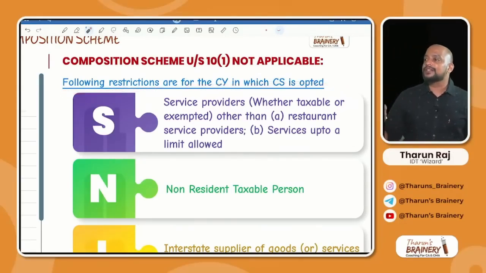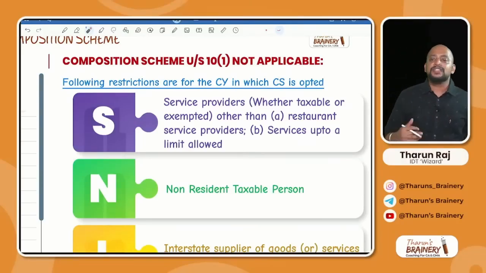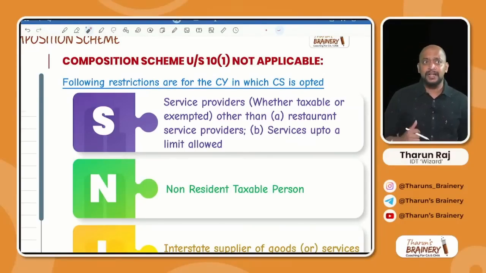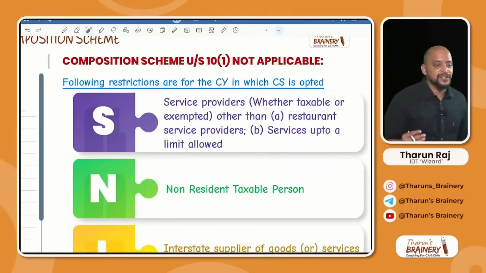You need to remember these cases where they cannot opt for composition scheme with a mnemonic, S9 RCM. Section 9 is RCM, correct? Section 9 is RCM. You remember like that. So S9 RCM. S for service provider. Which service provider? Other than supply of food, because only 3 people can go for 10(1): manufacturer, trader, supplier, food service provider.